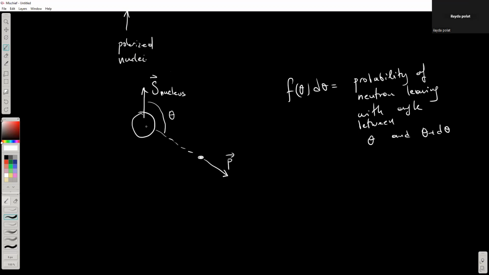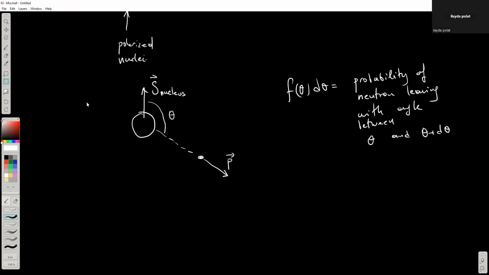So sorry about that. In any case, somehow you orient the spins, and then you just measure in which direction the neutrons actually leave. Just measure all of them and then try to plot this probability distribution, basically. Okay. In any case, the idea in here is this.